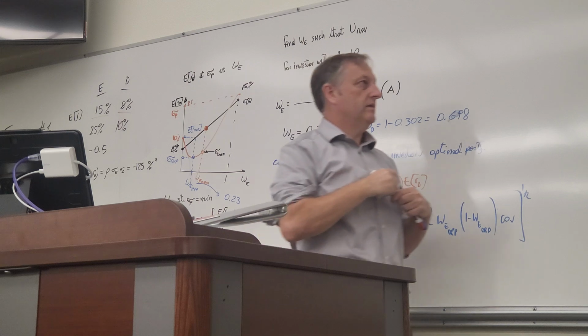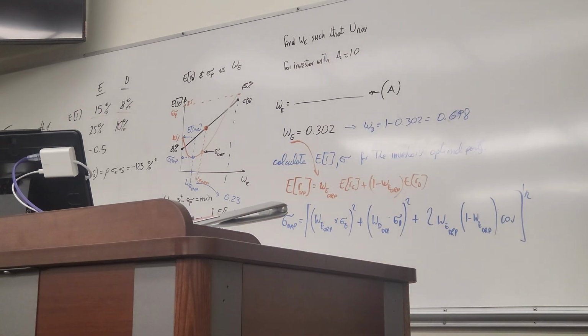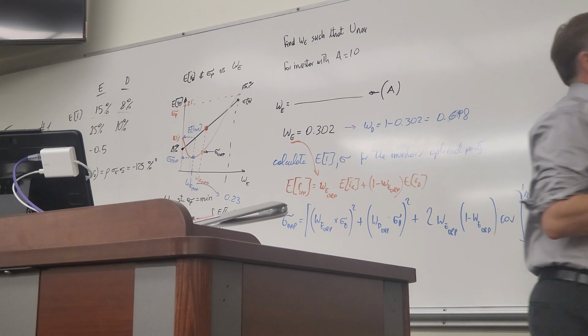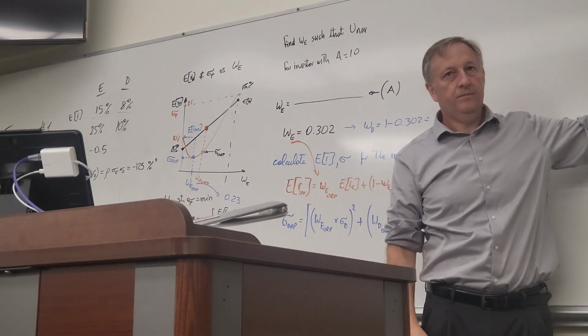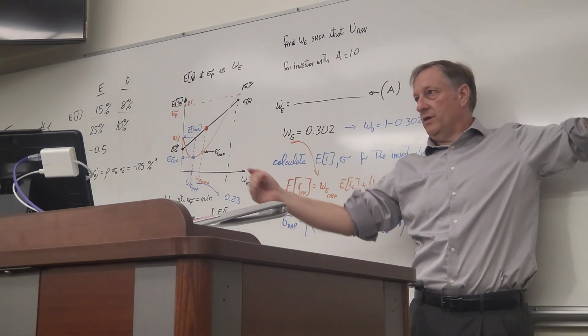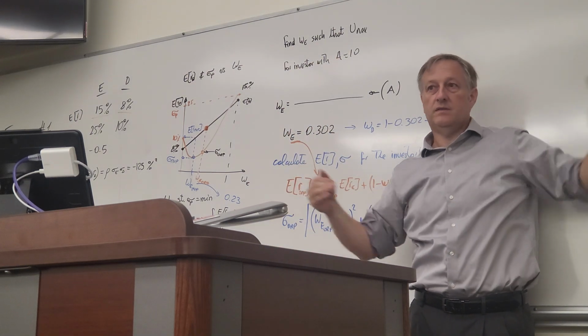But remember the constraint is that the two weights are always equal to 1. So if one asset has a negative weight, and you're shorting it, that means that you're going extra long on the other asset. Yeah?